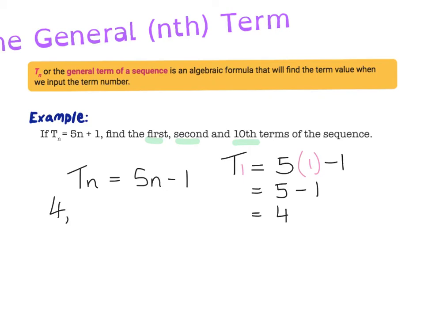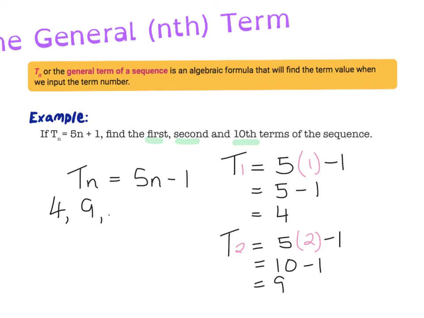Now let's find the second term of the sequence. So t of number 2 equals, well, 5 times 2, which we know is 10. Take away 1, which we know is 9. So 10 take away 1 is 9. So straight away, my second term is 9.